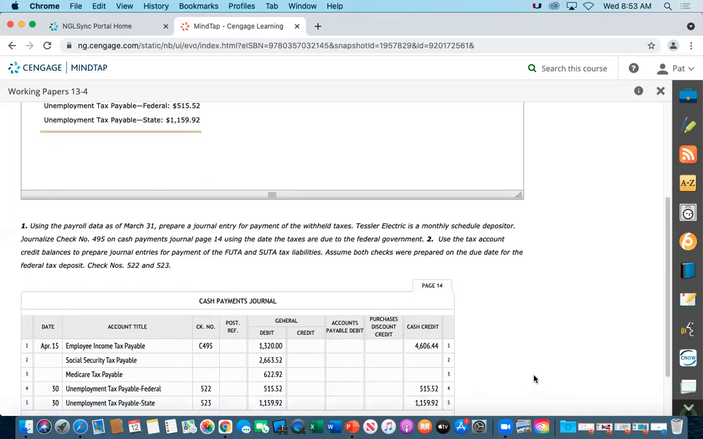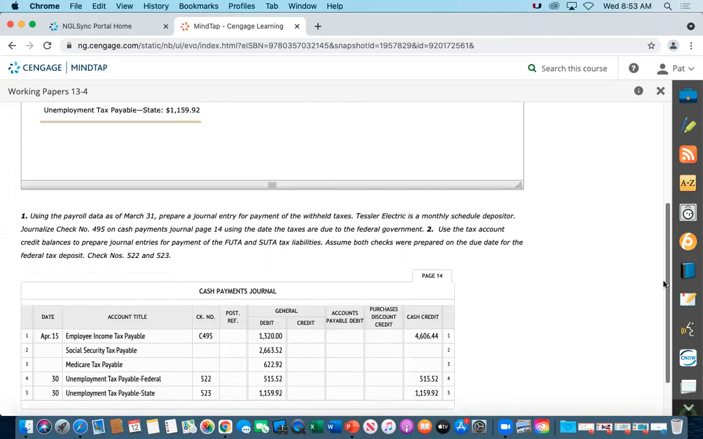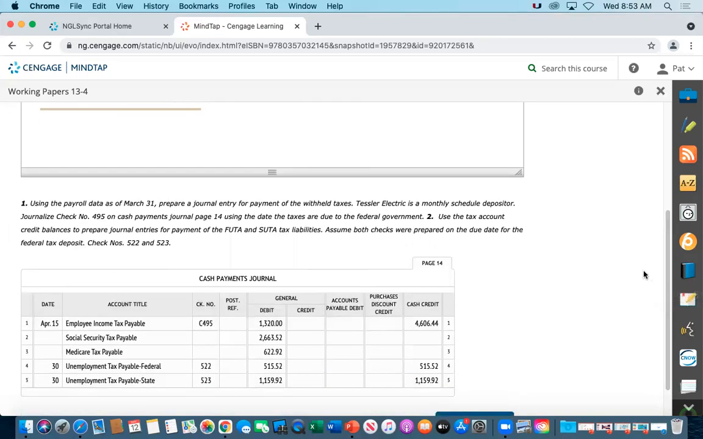Okay. And that is what we're looking at for the 13.4 work together.